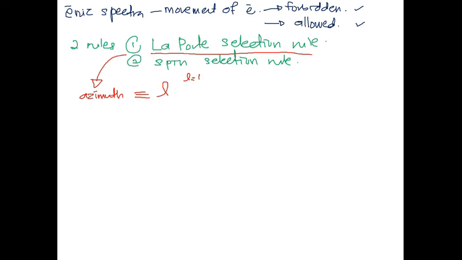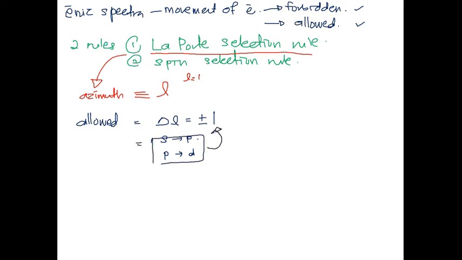Okay, so for an allowed transition for the Laporte rule, the delta l must be positive or negative 1. So it means that the transitions between s to p, okay, to d will be an allowed transition. Okay, faham? And then the allowed transition also, okay. Sebab apa?